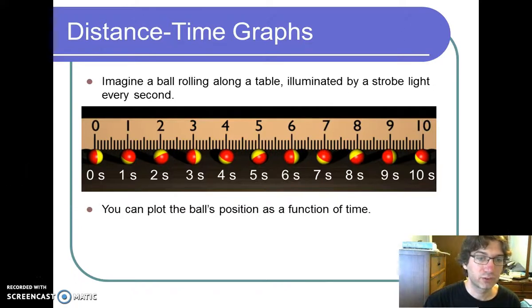we're going to start plotting this as a function of time on a graph. So if you think about it, at 0 seconds, my distance is 0. At 1 second, my distance is 1 centimeter. At 2 seconds, my distance is 2 centimeters. At 3 seconds, my distance is 3 centimeters. All the way up till I stopped at 10 seconds, my distance is 10 centimeters.